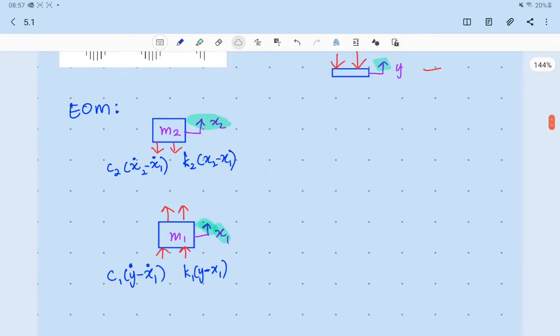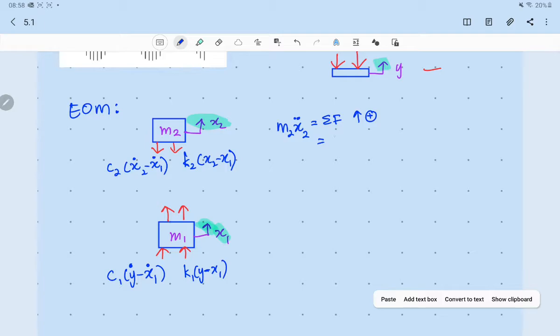So as you can see, for the EOM, you only focus on the masses. So don't worry about the rest, and you only write for the action reaction forces. So then you write your equation of motion for M1. Here I'm using M2. Okay, so M2 x2 double dot equals the summation of forces, and you have to follow the direction of your x2. So upwards is positive, so you just take a look at both the red arrows going downwards. That means it's negative.